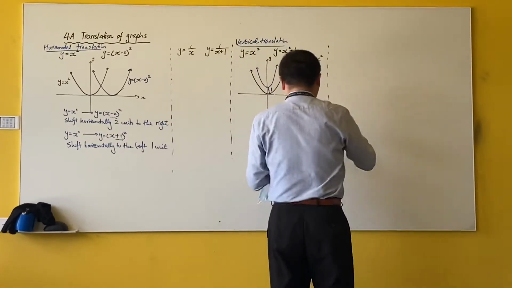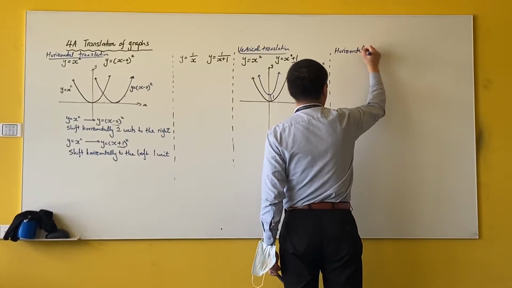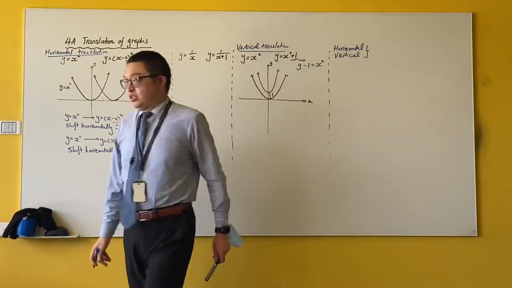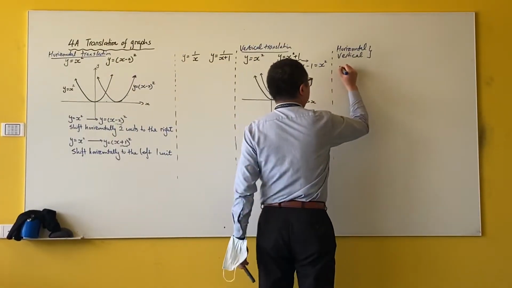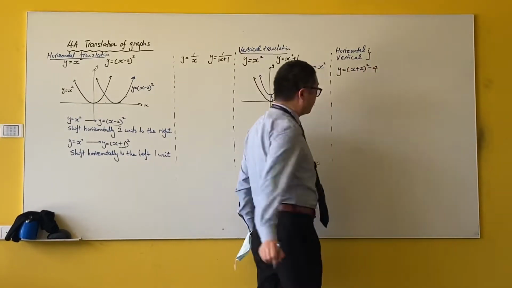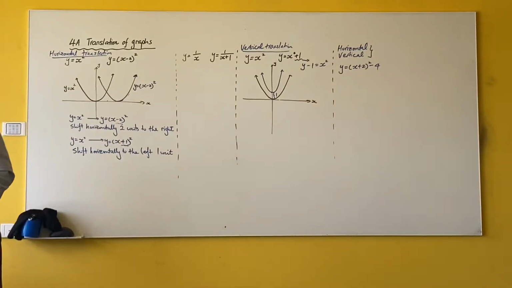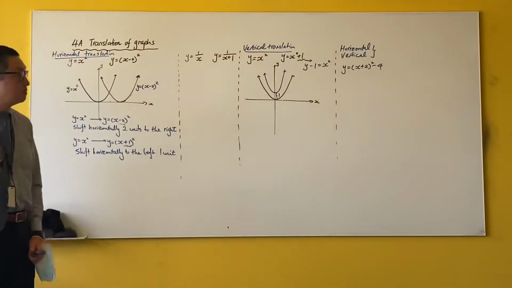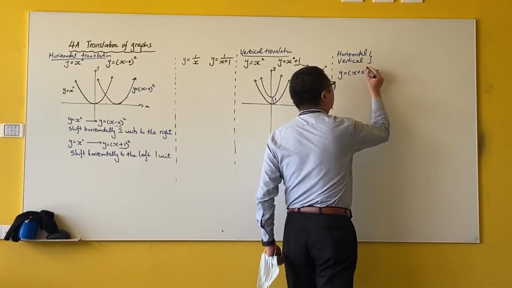So, combine horizontal and vertical. I'm going to combine these two now. Let's have a look. So for example, if I've got this, have a quick sketch, see what that graph looks like. Sorry, my bad. Cubic.